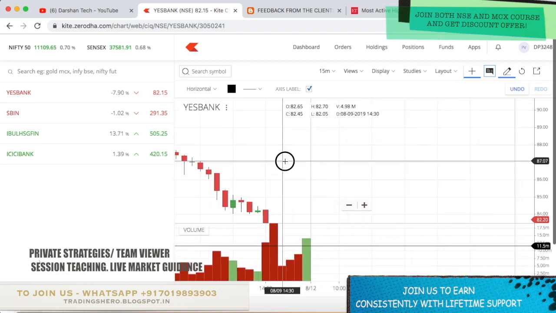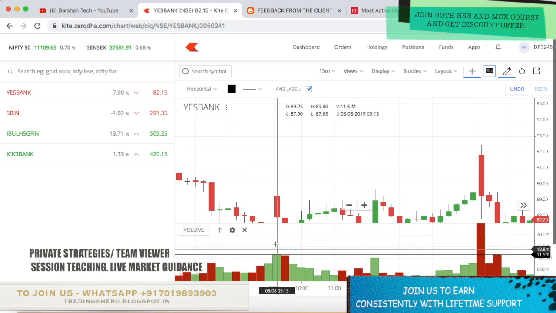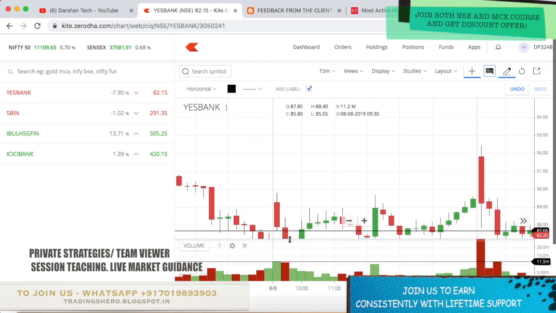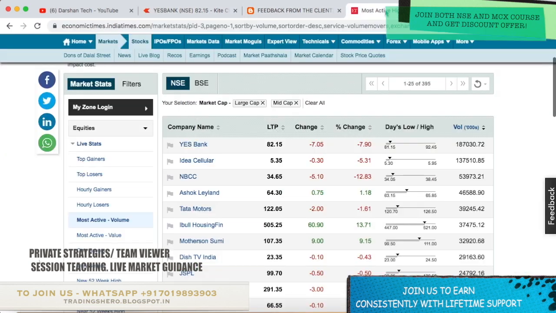You should see the previous day's highest candle bar, and see which is giving a breakout on the next day. If the stock is giving a breakout, that means it is definitely going to be very volatile on the next day. So now let's come to the other example.